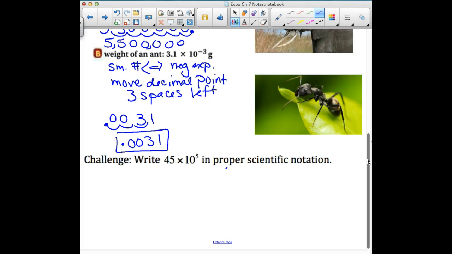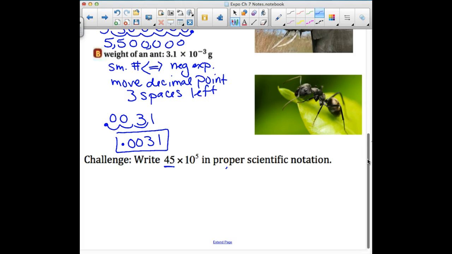All right, challenge question. Write 45 times 10 to the 5th in proper scientific notation. Well, first of all, you have to figure out what's wrong with it. Why is it not in proper notation right now? And the answer is right there. 45 is too big. It needs to be a number between 1 and 10. So we really want this to be 4.5.